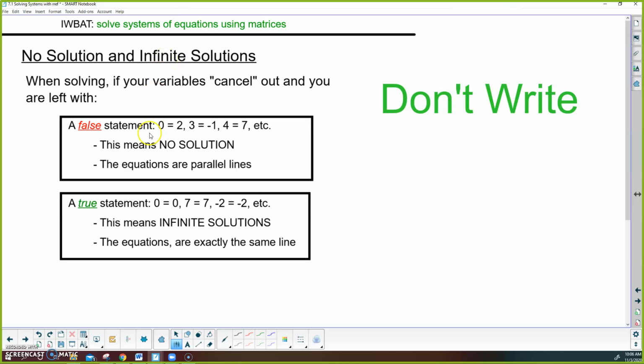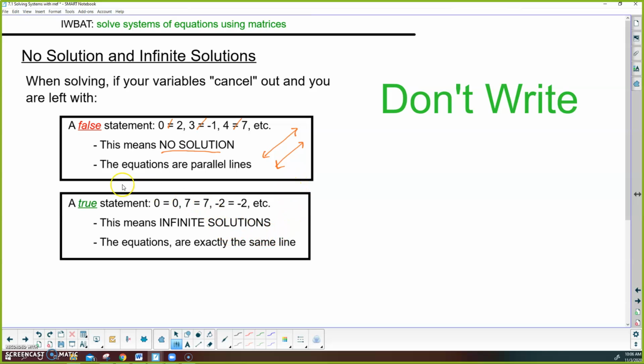Anytime you solve a system and you get a false statement, so if the variables cancel out, if the x's cancel out or the y's cancel out, you get 0 equals 2 or anything weird, well, that means that there is no possible solution here. 0 can't equal 2. 3 can't equal negative 1. 4 can't equal 7. So there are no solutions, which basically means if it's a linear system, you are graphing lines that are parallel. They're never going to cross.